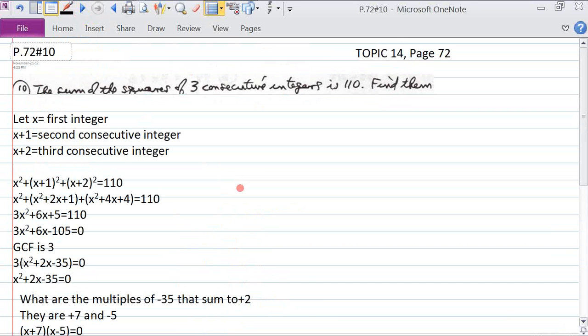Find the sum of the squares of 3 consecutive integers. The sum of the squares of 3 consecutive integers is 110. Find them. So we say let x equal the first integer. The next one that comes after that, if it's consecutive, means that it's one more. And the third one is plus 2.